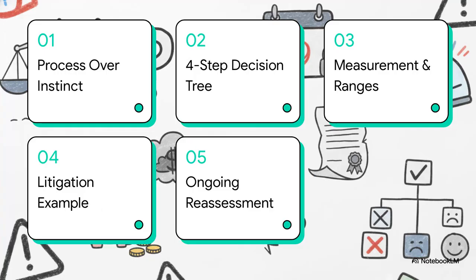Here's our roadmap for this explainer. We'll start with why process absolutely trumps instinct, then walk through a foolproof 4-step decision tree. After that, we'll hit the measurement and range rules, run through a real-world litigation example, and wrap up with the strict mandates of ongoing reassessment.